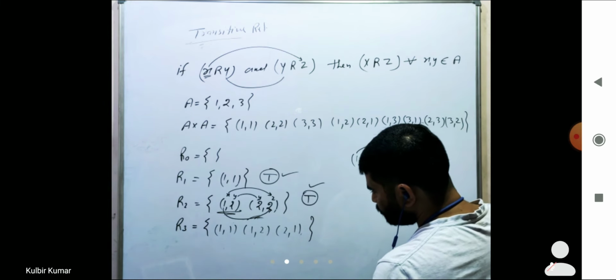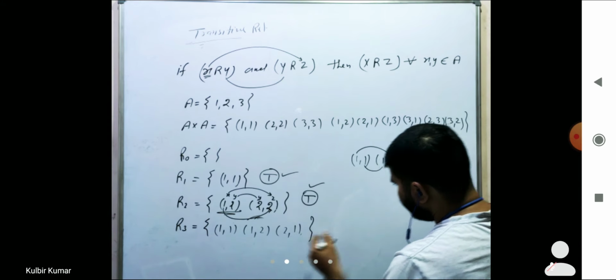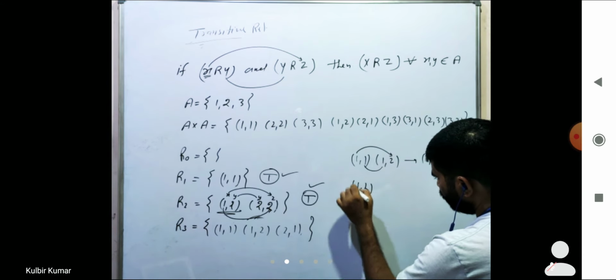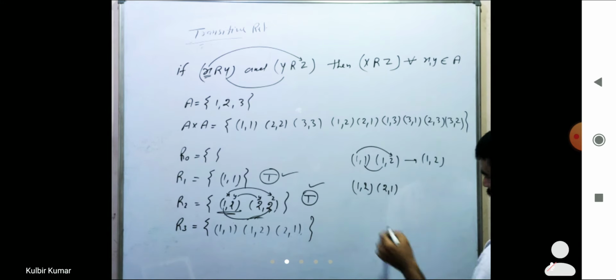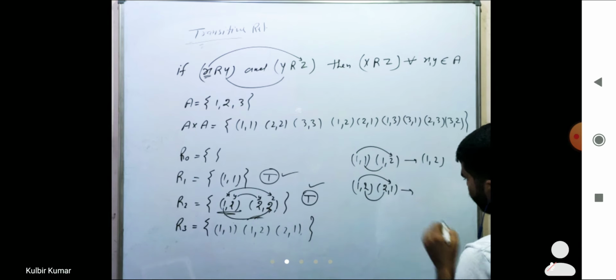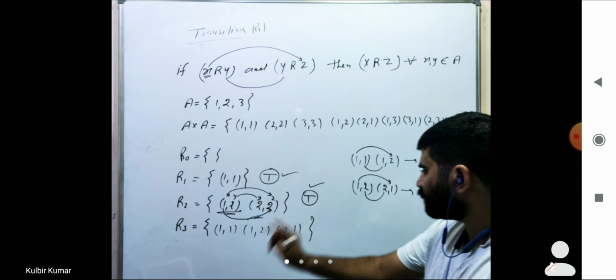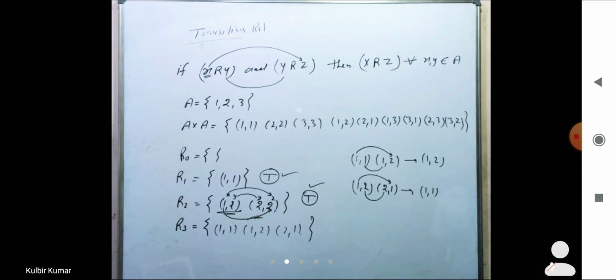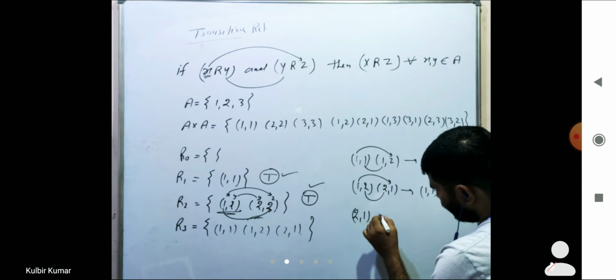What about the next case? The next case can be: if it is 1 comma 2 then 2 comma 1, right? So here y is matching, so a 1 comma 1 type ordered pair should be there. So there should be 1 comma 1 also. So 1 comma 1 is there or not? Yes, there is 1 comma 1.